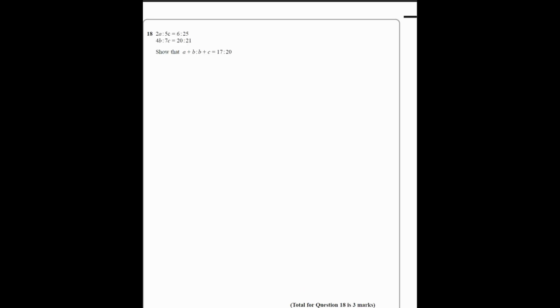Start question number 18. 2a is to 5c equals 6 is to 25. 4b is to 7c equals 20 is to 21. Show that a plus b is to b plus c equals 17 is to 20.